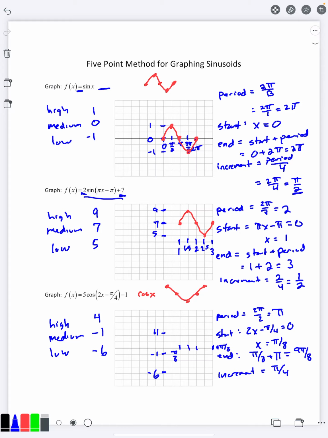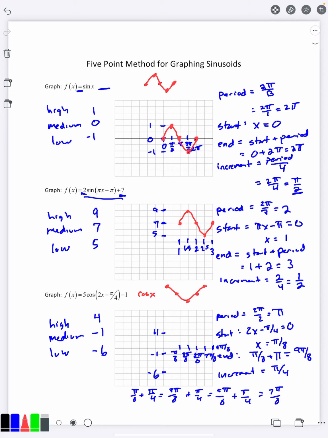Now to mark these other x-axis points, we need to take our start point and add our increment over and over again. This one might be a little bit harder to do in your head. Common denominator would be 8. I'm going to have 2 plus 1 is going to be 3 pi over 8. That's my second point here. And then if you add another pi over 4 to that, you're going to get 5 pi over 8. And then one last increment to add in to get 7 pi over 8.